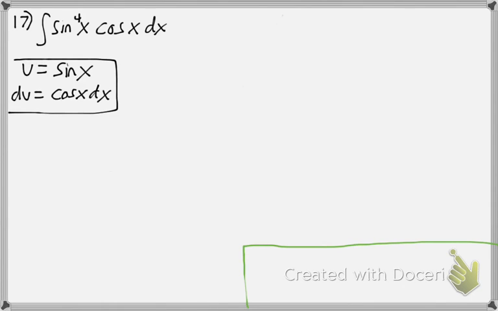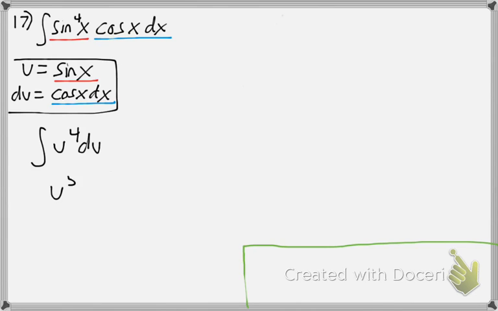So my substitution is going to look like this. So that's going to be u to the fourth because the sine was raised to the fourth power, and the cosine x dx gets replaced with du.